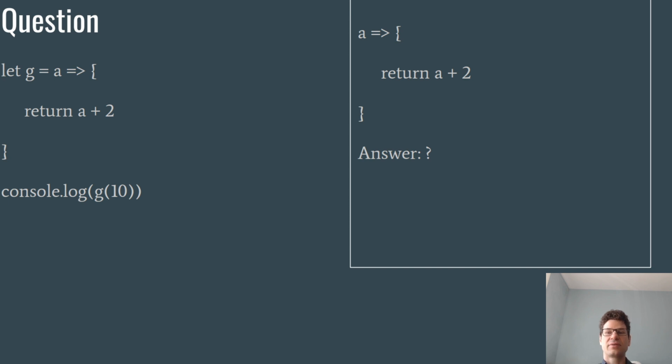So here I have a function g. This is something, and I'm console logging g of 10. Now my question to you is, what is the name of the function?